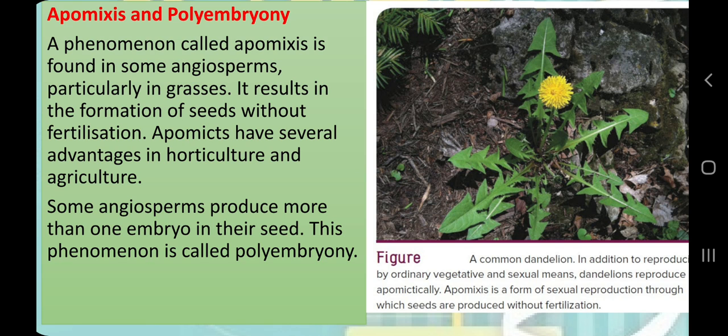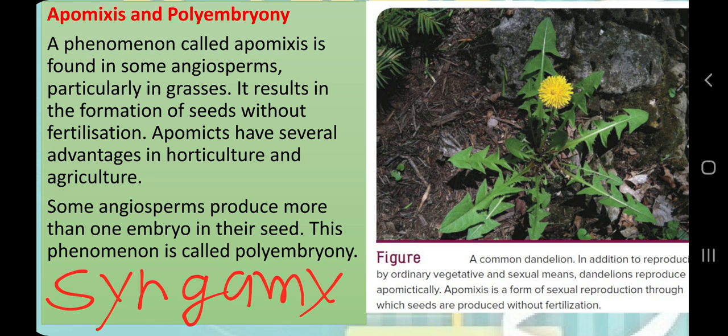So what is apomixis and polyembryony? See, the first fertilization, when we were talking about double fertilization or triple fusion in the case of angiosperms, was the fusion of egg and sperm, and it is also called syngamy. Syngamy is the fusion of egg and sperm to form a zygote, and the zygote will form the plant embryo.